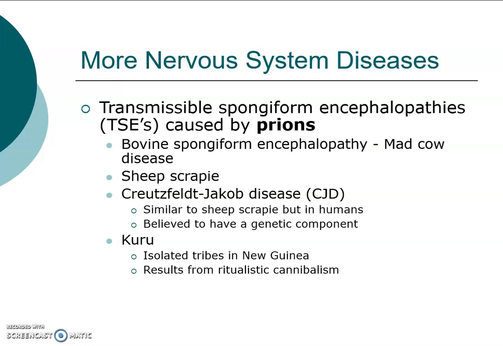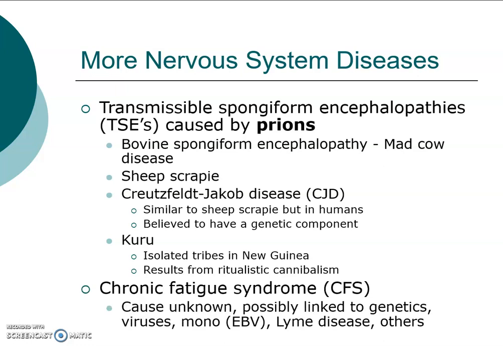And then I just added in here chronic fatigue syndrome, which is idiopathic, cause unknown, possibly a link to genetics, viruses, possibly even Lyme disease. But I just wanted to include one last little thing here that's an unknown brain disorder that could potentially be linked to infectious agents. So that's it for chapter 22.